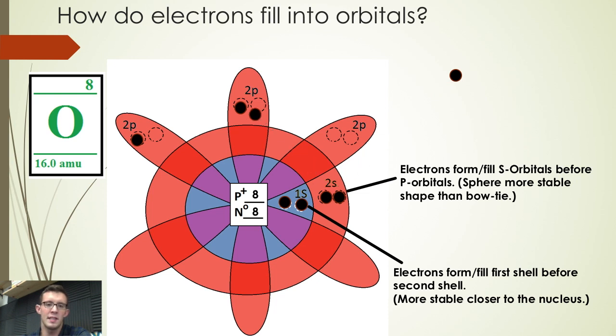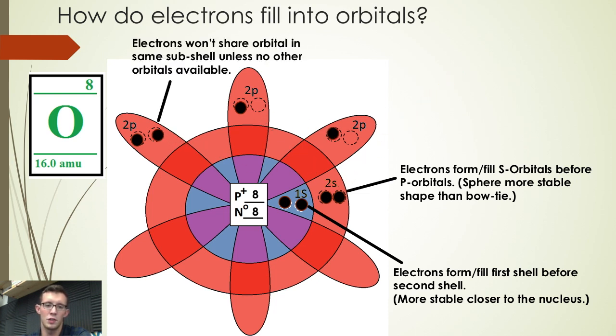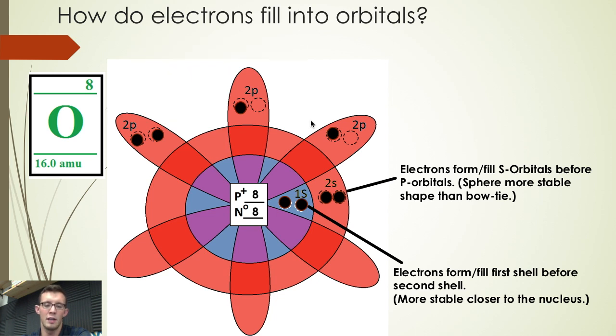And what you'll notice is, like with previous Bohr models that we've drawn, electrons won't share orbitals with other electrons. They'll repel into empty orbitals unless there's no other space available in that subshell.